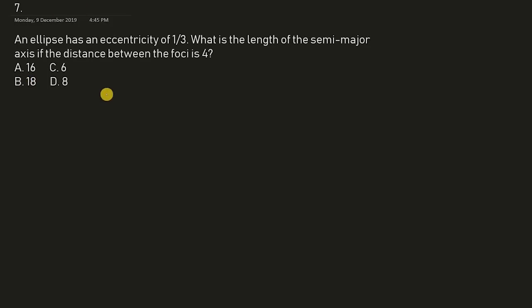Alright? Next. Sabi niya, an ellipse has an eccentricity of 1 over 3. So, ano nga ba itong eccentricity? By formula, eccentricity, guys, is equal to C over A. Now, ang value daw niyan is 1/3. E is equal to 1/3. Now, what is the length of the semi-major axis if the distance between the foci is 4?